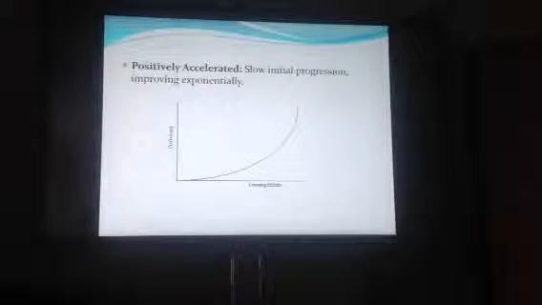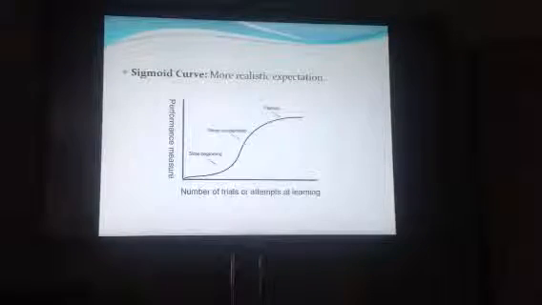So positively accelerated, as we can see, is a slow initial progression with regards to skill level, and it improves exponentially. Sigma curve is the most realistic of these curves, because there's a slow beginning where you're getting to grips with the skill, and then a steep acceleration as you're practicing it, and eventually when you get to a higher level of skill you start to plateau again. While this is the most realistic curve, if you were to actually plot one, it would be a much more erratic and a much less smooth looking line.